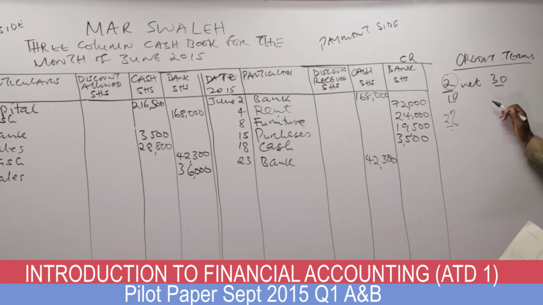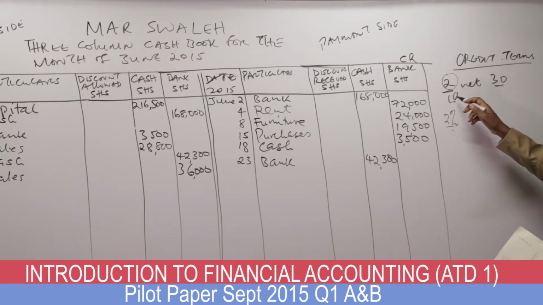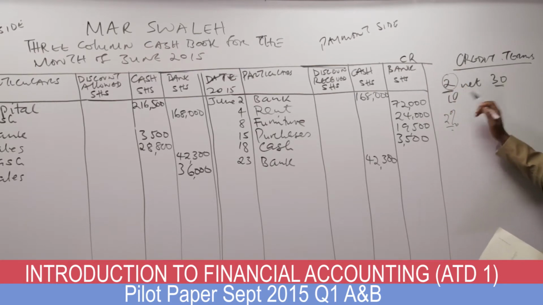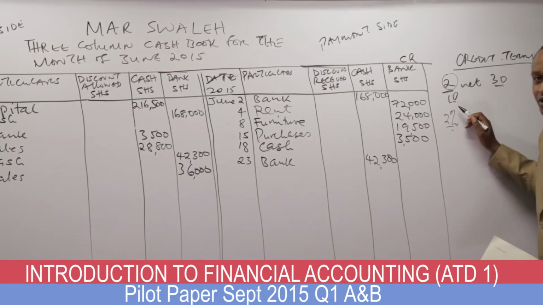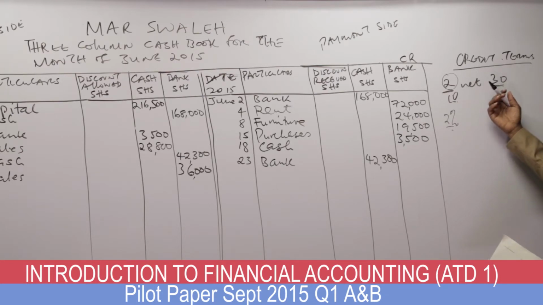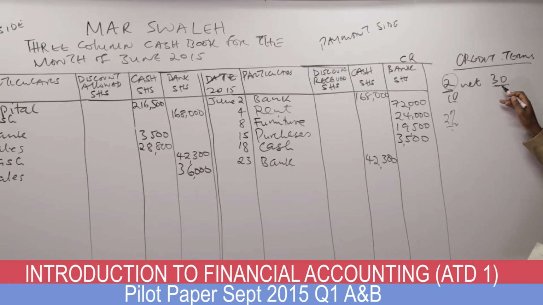2/10 net 30 simply means that Mr. Maxwale will enjoy a 2% discount on condition that he makes the payment in 10 days. If he does not make the payment in 10 days, then he does not enjoy the discount. However, he'll still have the credit extended to him for 30 days. If he does not pay in 10 days to receive the 2% discount, then he needs to pay in 30 days without the discount. That is the interpretation.